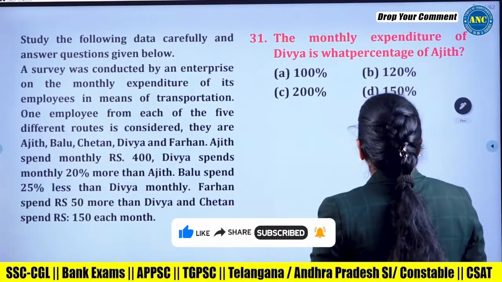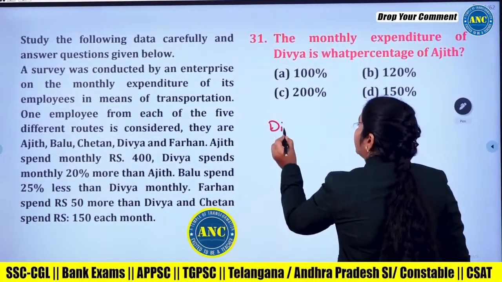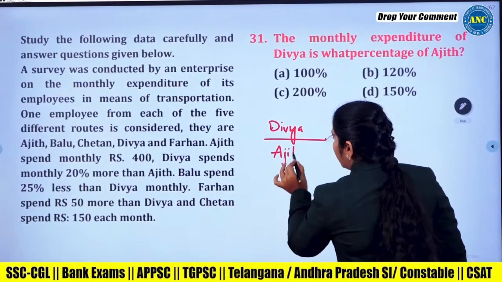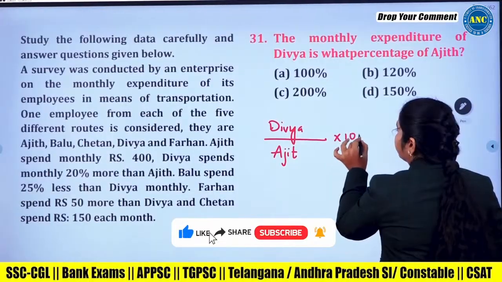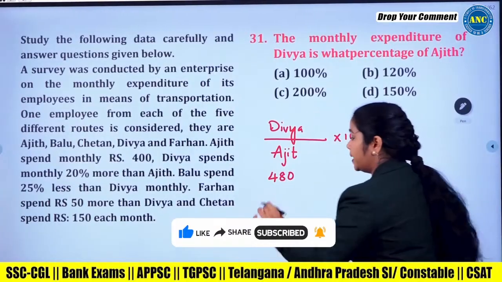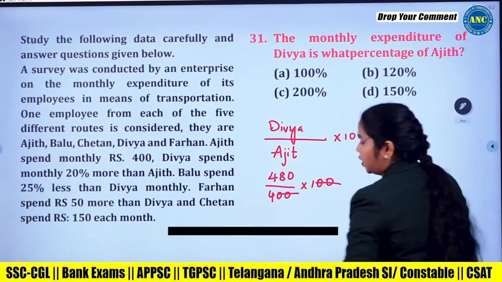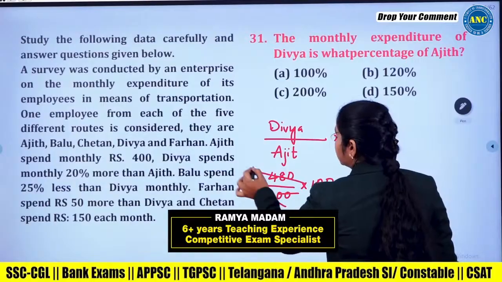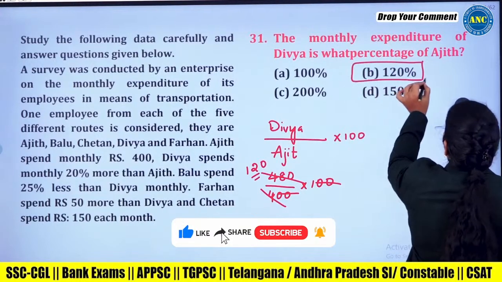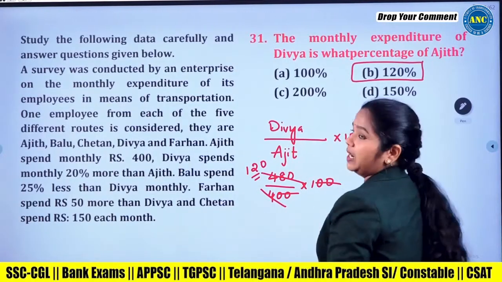Okay. Next question, 31. The monthly expenditure of Divya is what percentage of Ajit? Okay. They are asking percentage. So, into 100. Divya's monthly expenditure is how much? 480. Ajit's monthly expenditure is how much? 400 into 100. This is also a basic calculation. I don't think we require much effort in it. 4 ones, 4 twos. So, it is 120%. So, the monthly expenditure of Divya is 120% of that of Ajit.